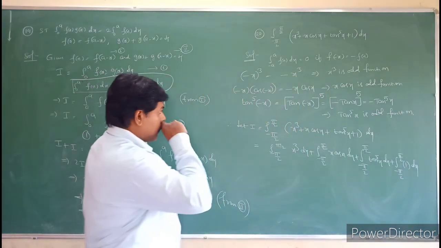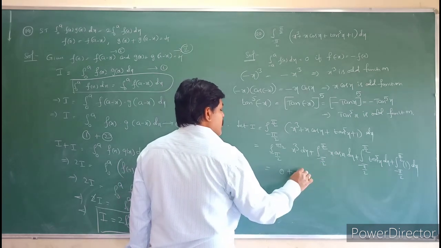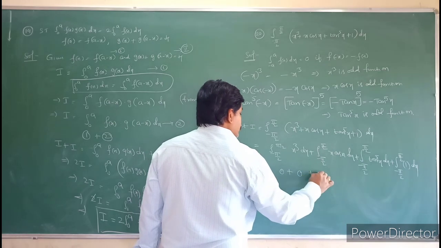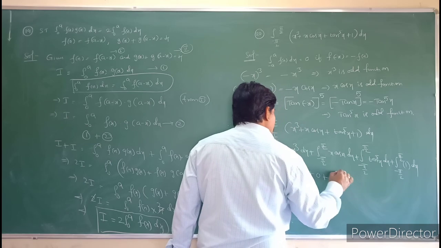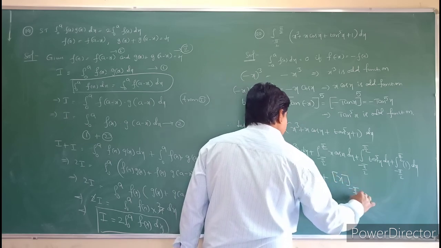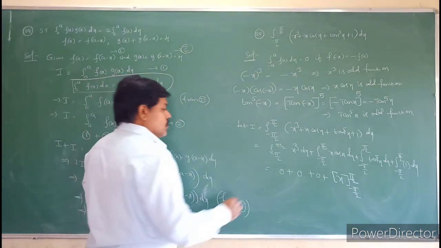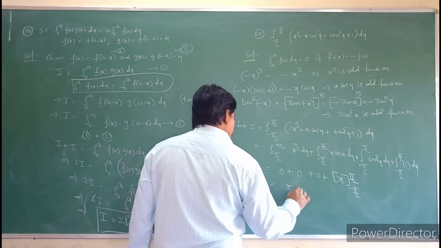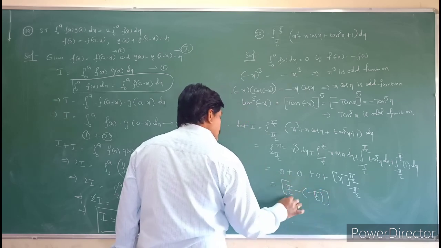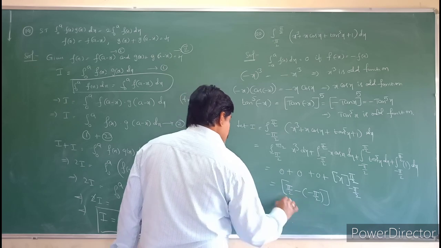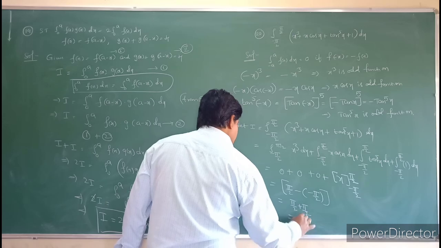So apply the integration. This value is 0, plus this value is also 0. Why? Because that is also an odd function. Plus, integral of 1 is x over the limits minus pi by 2 to pi by 2. First apply the upper limit pi by 2, minus the lower limit minus pi by 2. So that implies pi by 2 plus pi by 2. So the answer is pi.